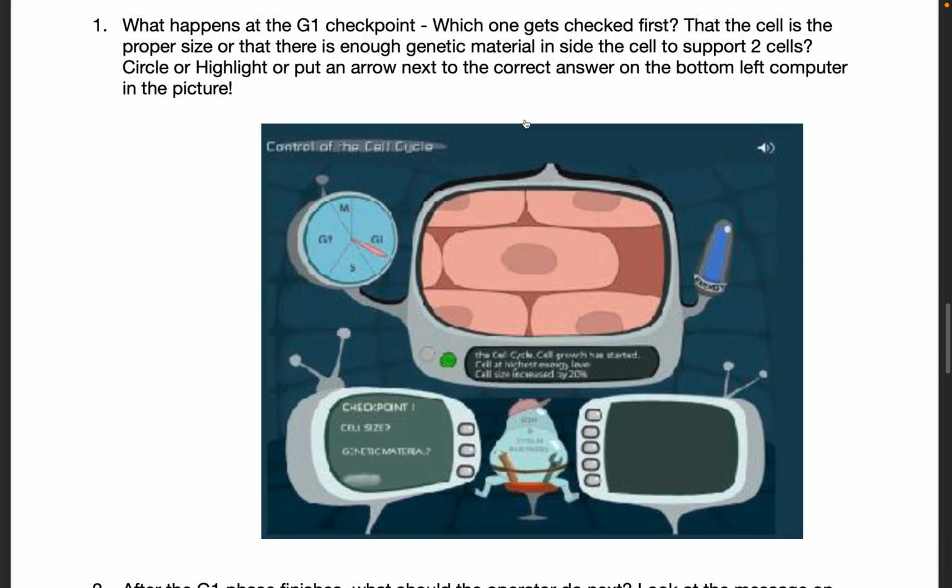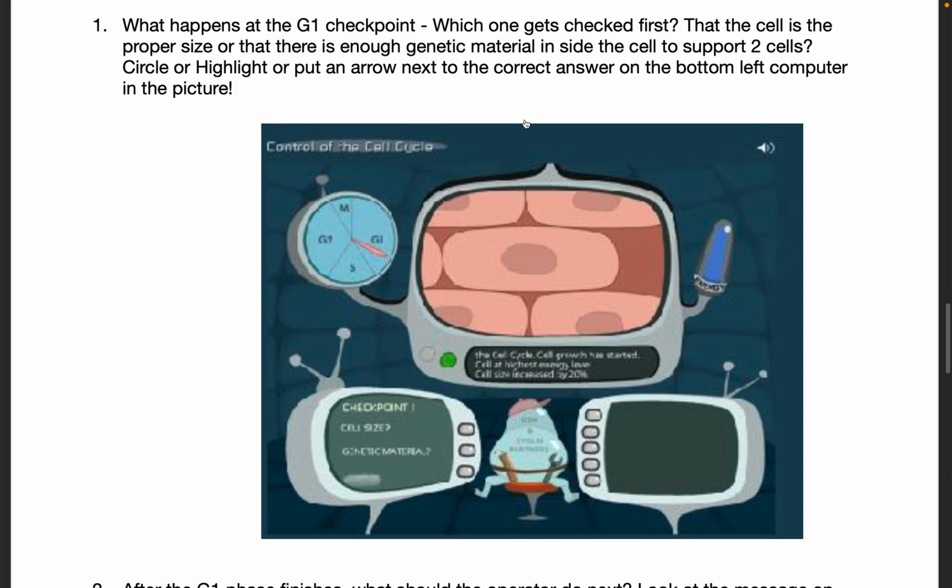So notice right here in the game, it has the cell cycle: G1, S, G2, and mitosis. So when it got to this point at G1, it's a little hard to read on my printout. The cell cycle growth has started. Cell has high energy. The cell has increased its size by 20% right here. What's next? It says, circle, highlight, or put an arrow next to the correct answer choice on the computer screen on the left-hand side. So what should happen next?